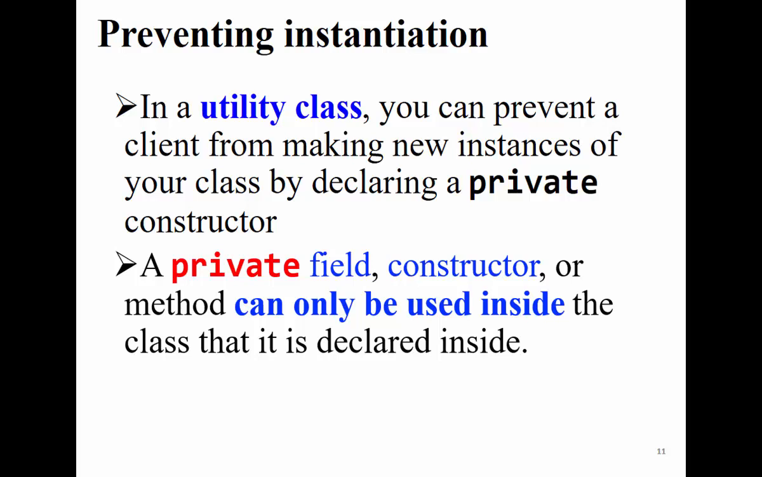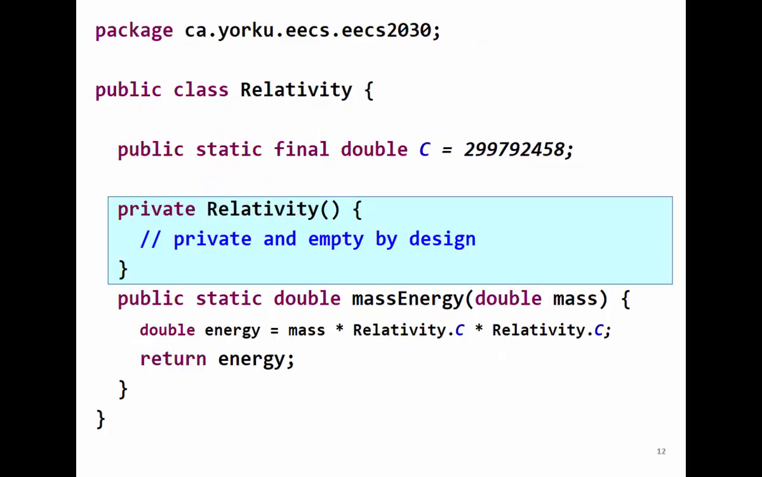So a private field, private constructor, private method can only be used inside the class. Once we define a private field, the client cannot access it. A private method, the client cannot access it. When we say a private constructor, the client cannot access the constructor, which means the client cannot create an object. So to complete the definition, and say this Relativity class is a utility class, we have to provide a private Relativity constructor, no arguments, no implementation inside the body. In this case, the client will not be able to create an object. Okay?